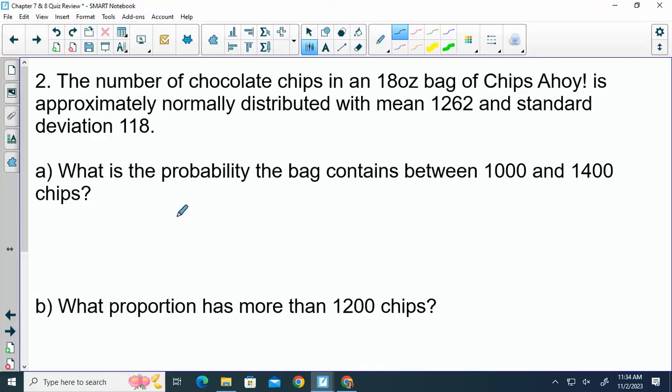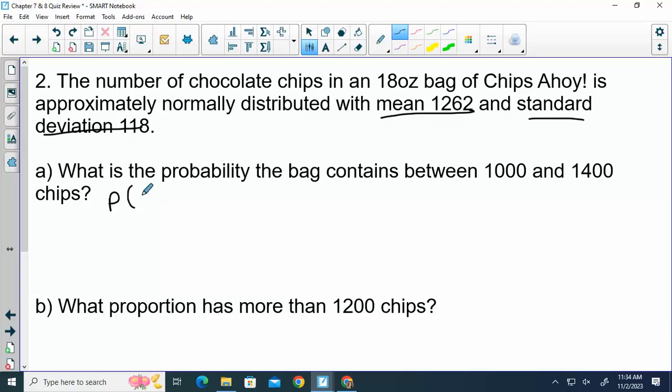The number of chocolate chips in an 18-ounce bag of Chips Ahoy is approximately normally distributed with a mean of 1,262 and standard deviation 118. Is the 18-ounce necessary here? No, just extra information. So we've got our mean, standard deviation. What's the probability the bag contains between 1,000 and 1,400 chips?